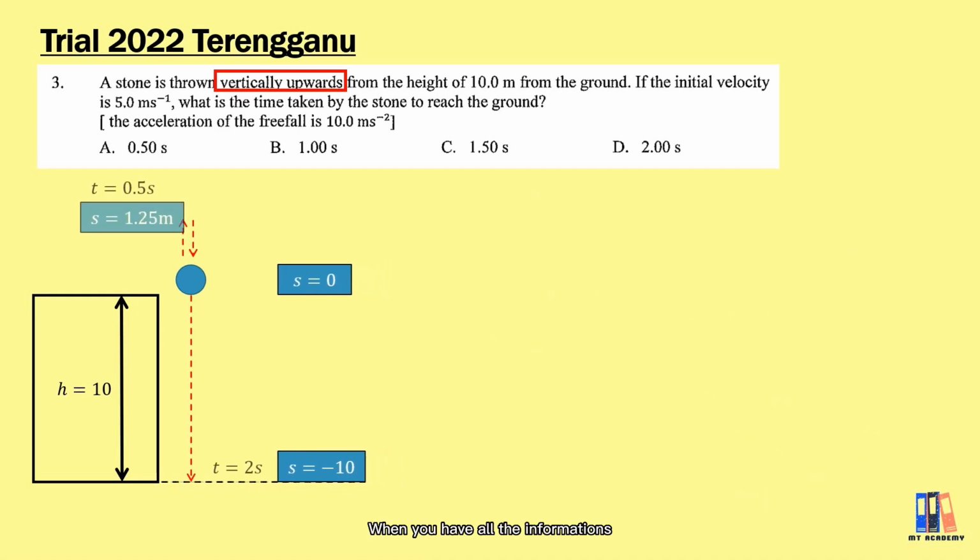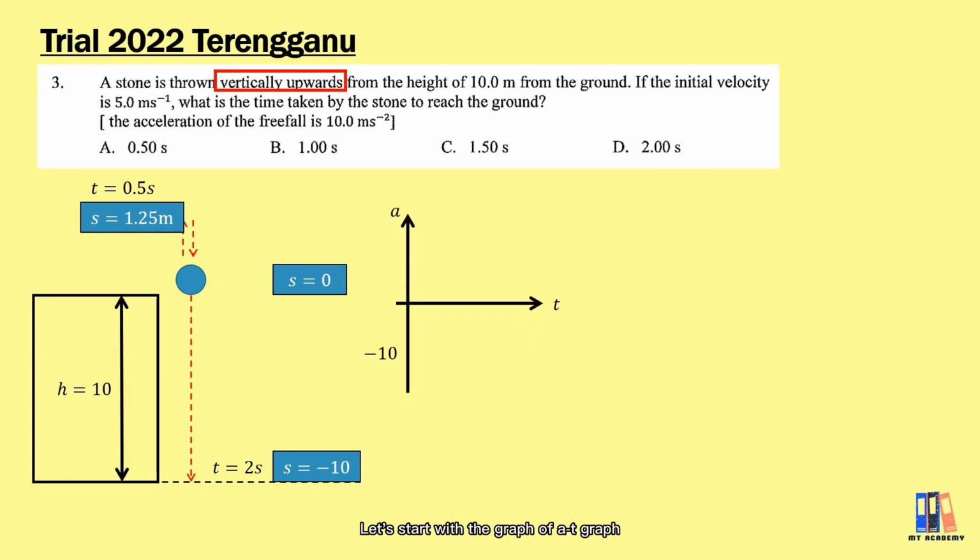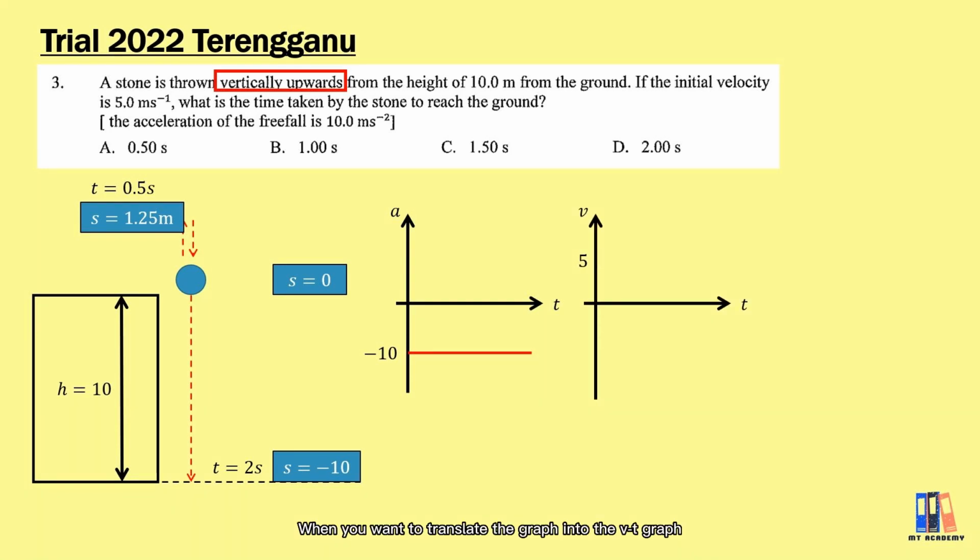So when you have all the information, we can start to plot all the three types of linear motion graph. Let's start with the at graph. It is simple, as it has a constant value of negative 10 meters per second squared. And when you want to translate the graph into the vt graph, we need to find out the initial velocity, which is 5 meters per second in this case.